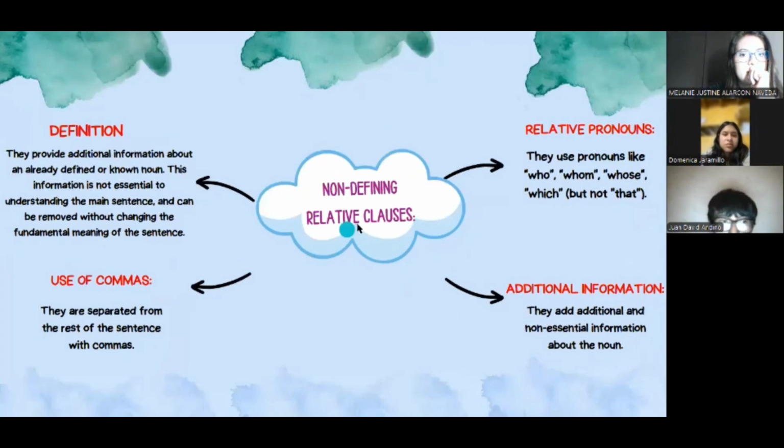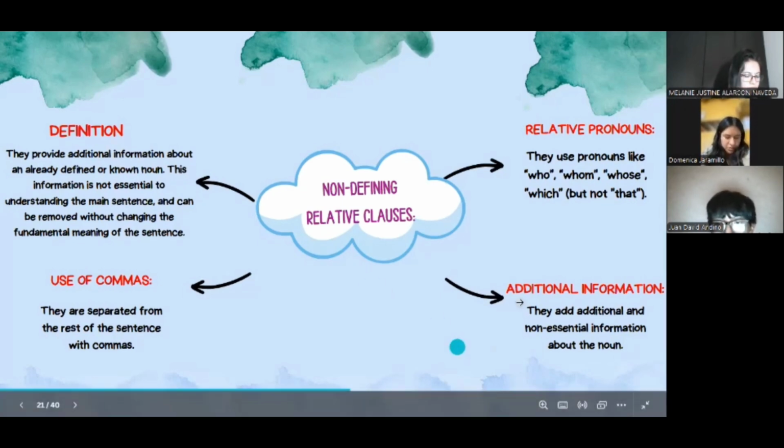Non-defining relative clauses. Definition. They provide additional information about an already defined or known noun. This information is not essential to understanding the main sentence and can be removed without changing the fundamental meaning of the sentence. Use of commas: they are separated from the rest of the sentence with commas. Relative pronouns: they use pronouns like who, whom, whose, which, but not that. Additional information: they add additional and non-essential information about the noun.